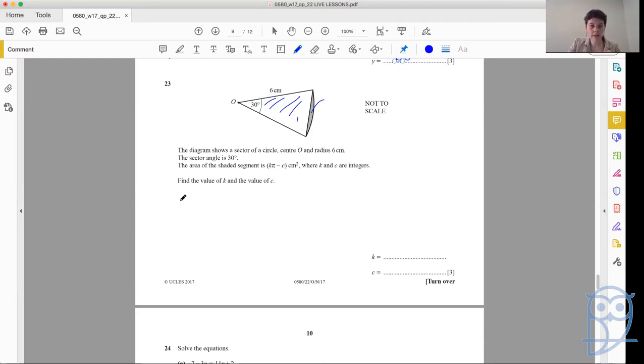So the area of a segment equals area of the sector minus area of the triangle.